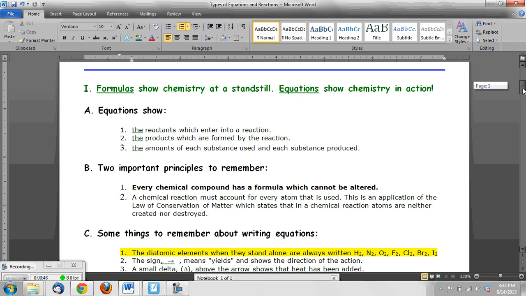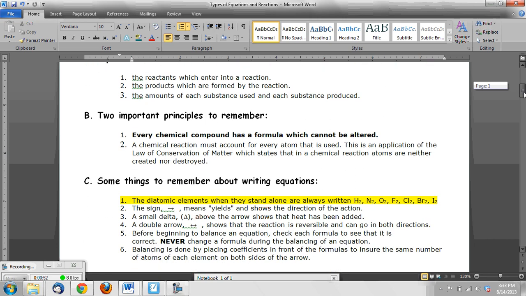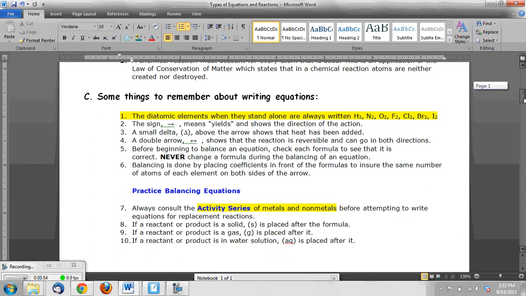Chemical equations show chemistry in action where formulas show chemistry at standstill. I thought that was a pretty neat way to describe it. This introductory information is really quite basic.